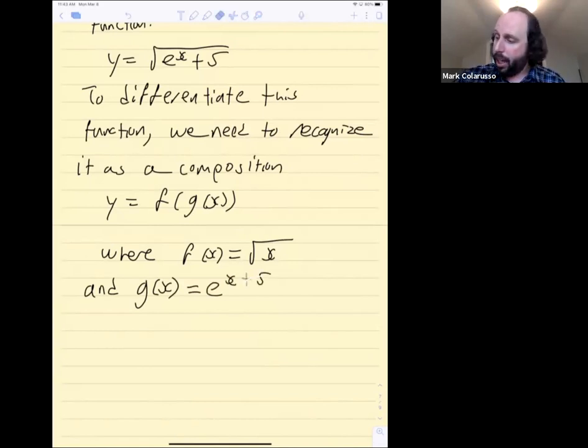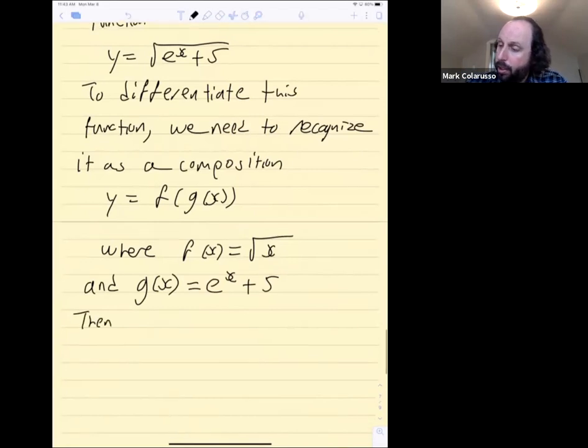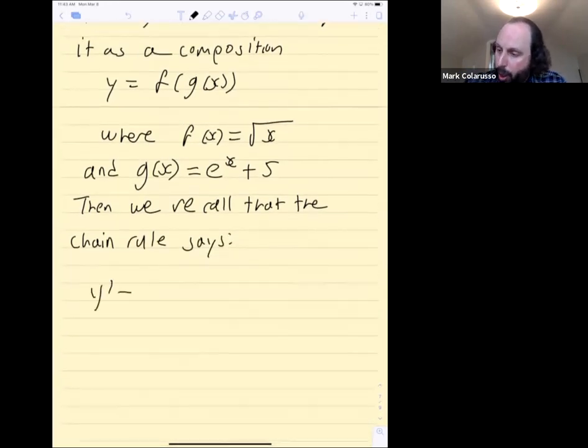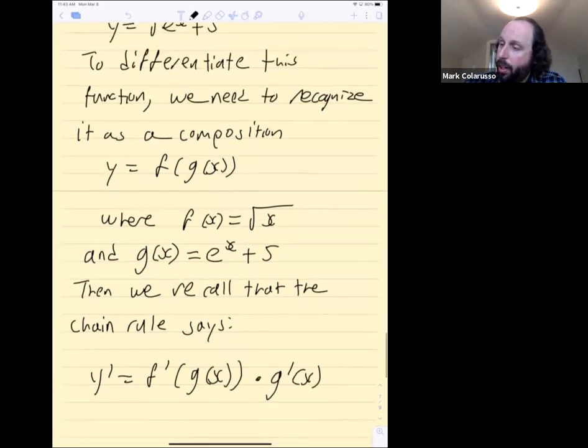Sorry, it is e to the x. The plus 5 is not in the exponent. It's just e to the x plus 5. Okay, and then we recall that the chain rule says that the derivative of the composition is the derivative of the outer evaluated at the inner times the derivative of the inner. Okay?